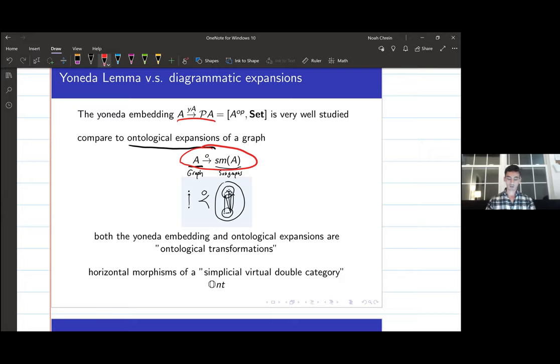Okay, and the way I'm going to do this is I'm going to organize them all into some giant virtual double category. And really, it's going to be a simplicial virtual double category that I'll call Ont for ontology.